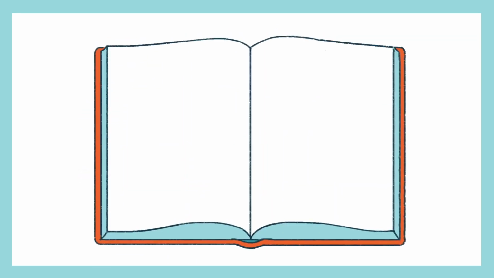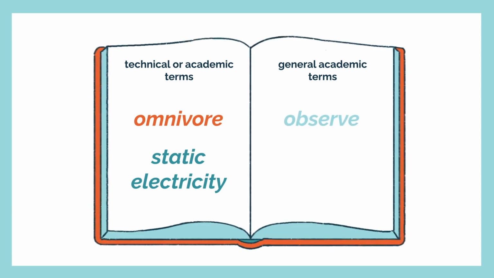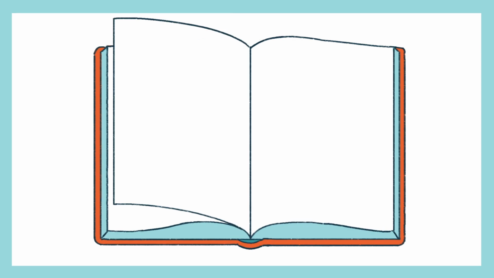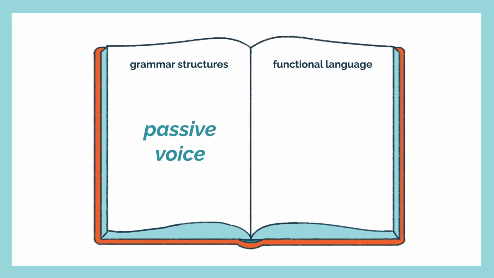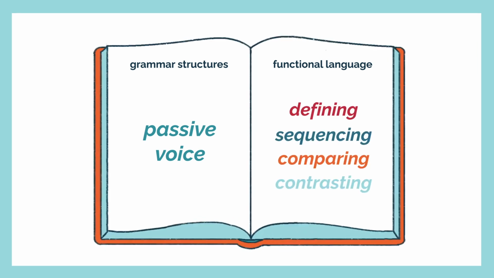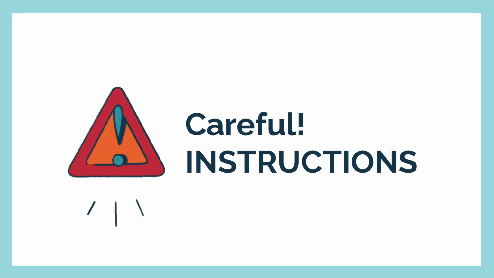Let's begin with key language. It includes technical or academic terms like omnivore or static electricity, and general academic terms like observe or hypothesize. It also includes grammar structures such as the passive voice and functional language such as the language for defining, sequencing, or comparing and contrasting.